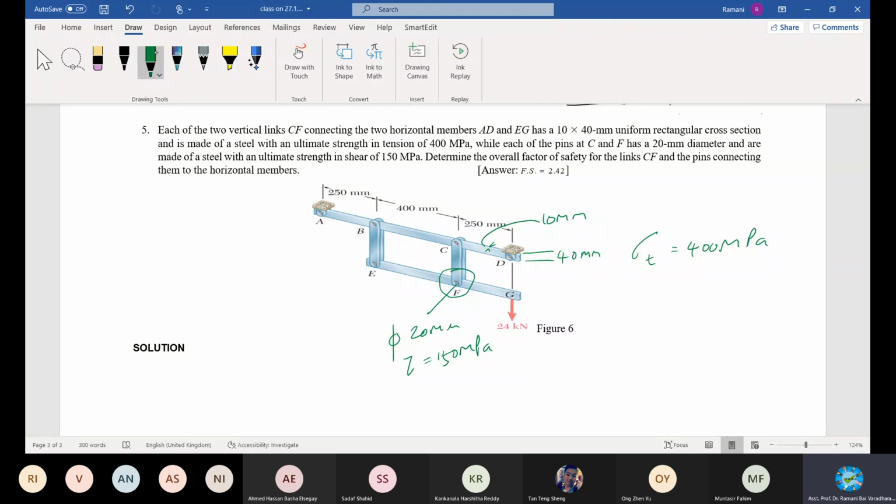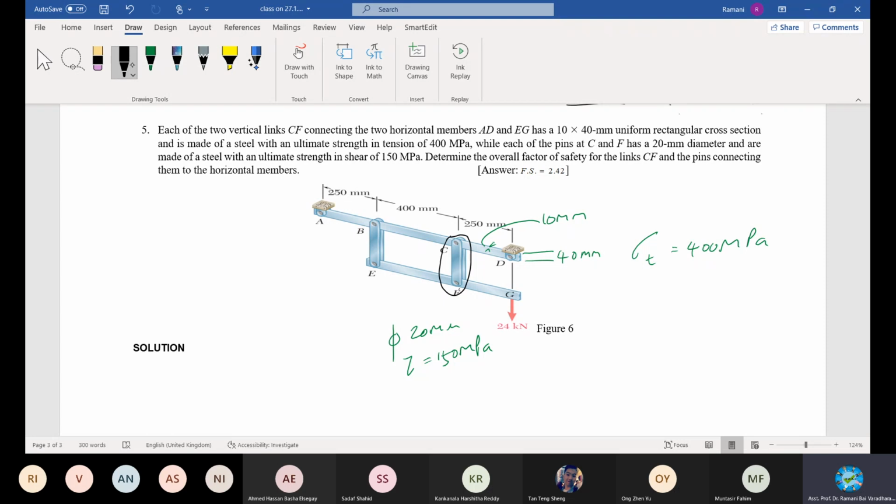Determine overall factor of safety for the link CF. Only CF, the point is given as CF. Point of interest is the whole thing. Your unknown is here, CF. Determine the overall factor of safety for the link CF and the pins connecting them to the horizontal member.